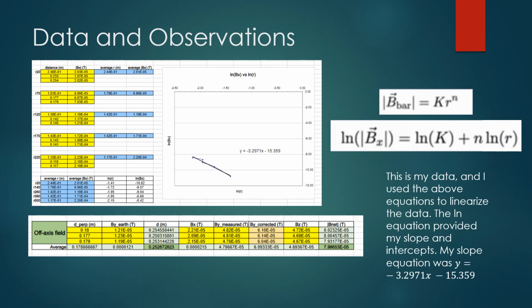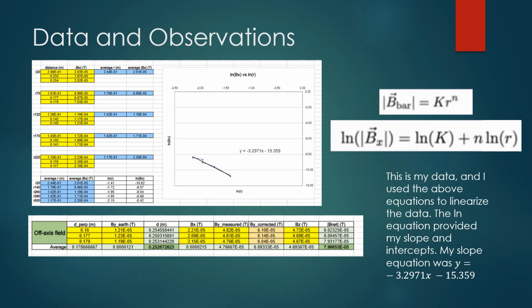Here's my data. As you can see, I have my filled-in Excel charts, as well as my graph, which gives me my slope. I also want to point to the formulas on the right: the ln of Bx equals ln of k plus n ln of r. As you see from the earlier model, it's very reminiscent of y equals mx plus b, which allowed me to create the formula.